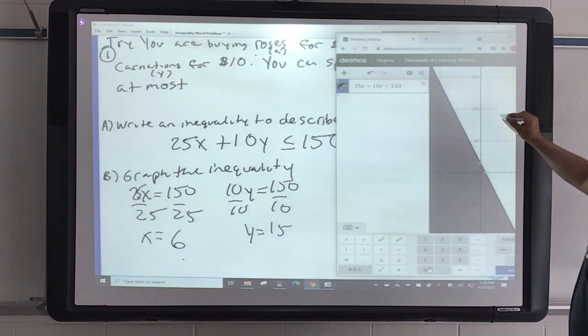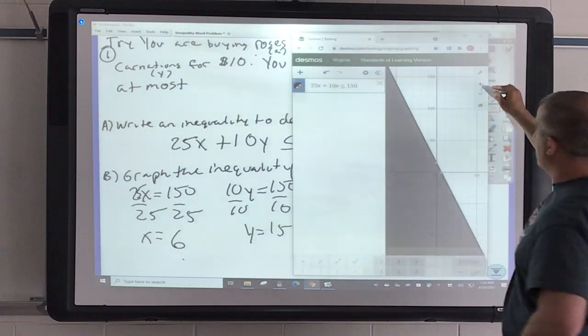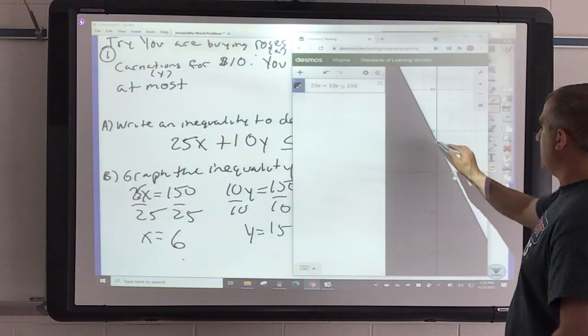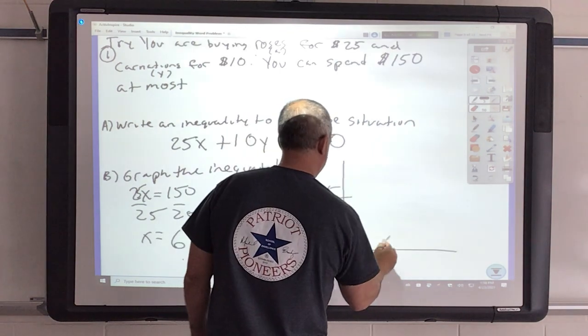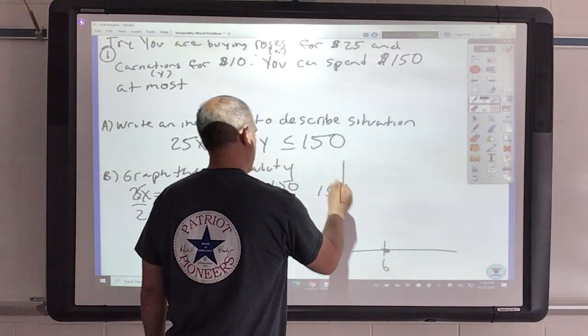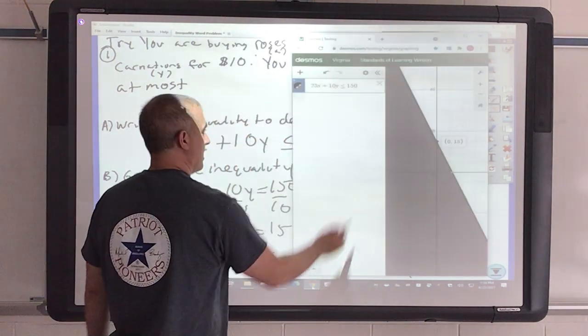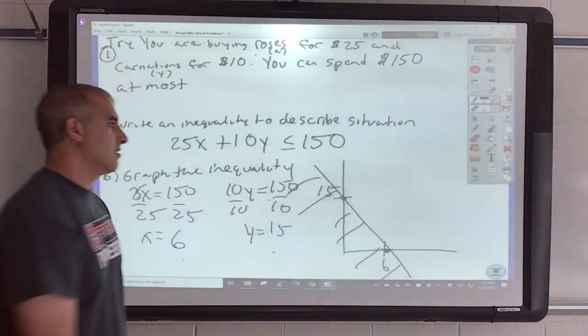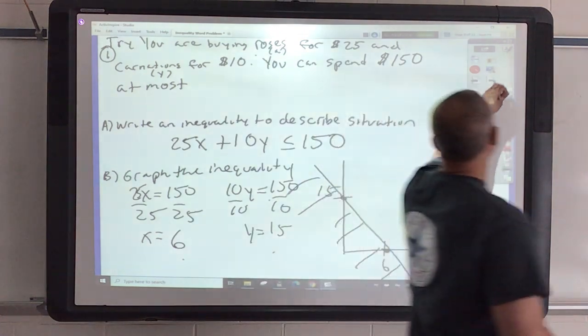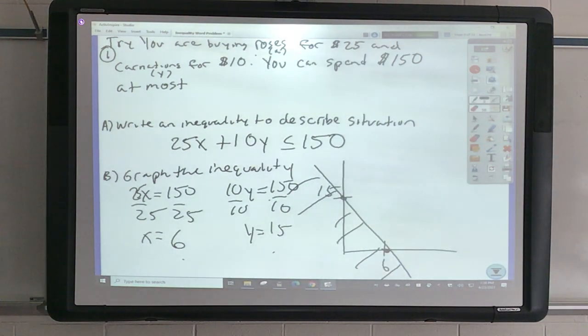I have to zoom in a little bit to see. Okay, so I have 6 and I have 15. Okay, 15 and 6. Solid line. Let's look at the shading again. Shading is going to be down in here. Okay, all right, and your last one.